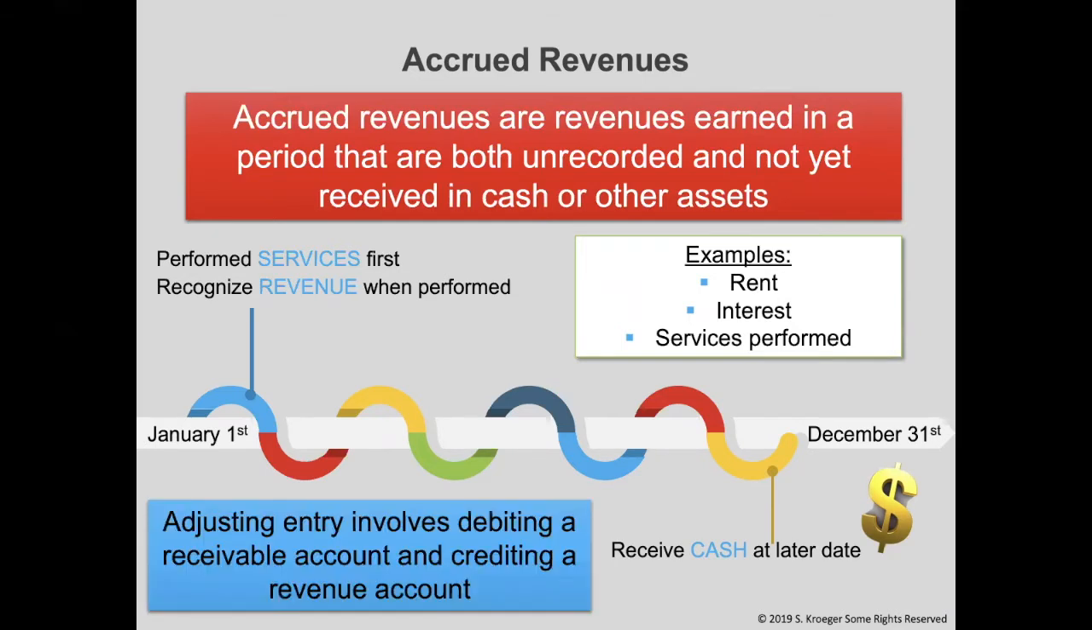The adjusting entry will involve debiting a receivable account and crediting a revenue account. We are debiting a receivable account to show that we are owed money. We are crediting a revenue account so that the revenue is included on our books for this time period. For all of the adjusting entries that we will be journalizing, it will involve either a revenue account or an expense account, no cash accounts. Let's practice this.